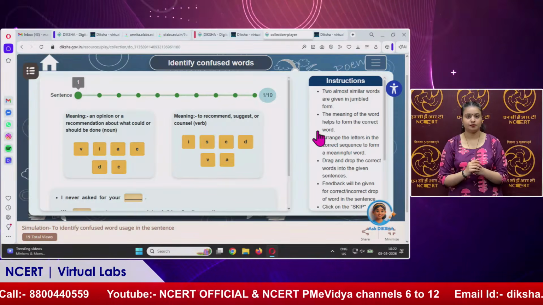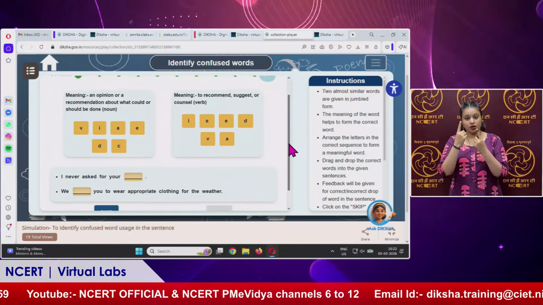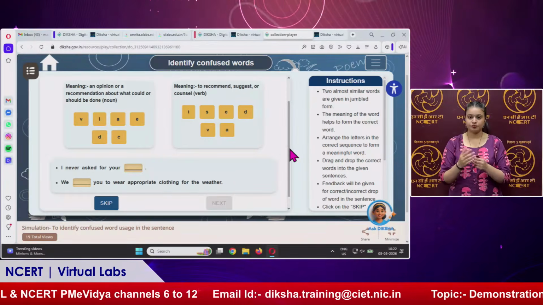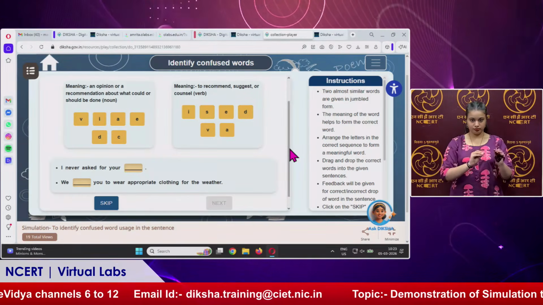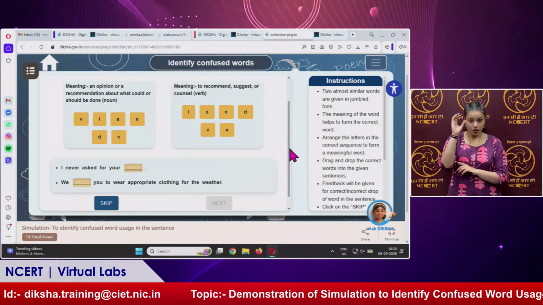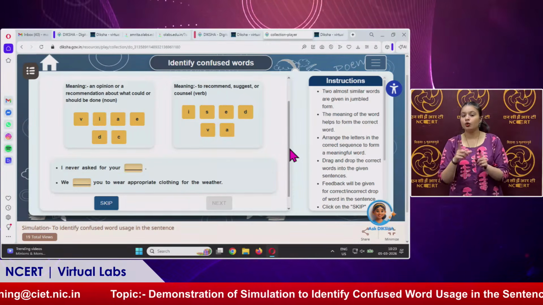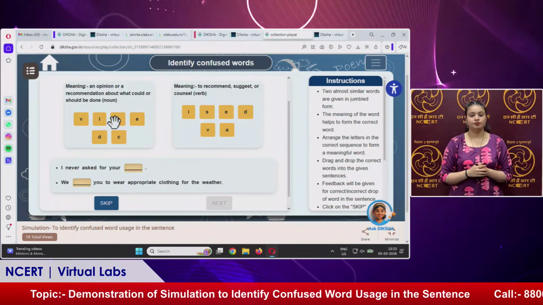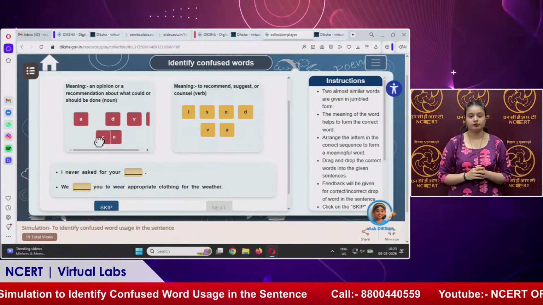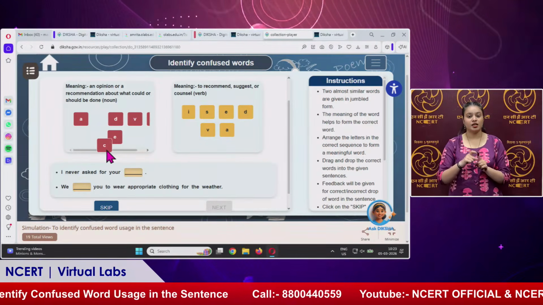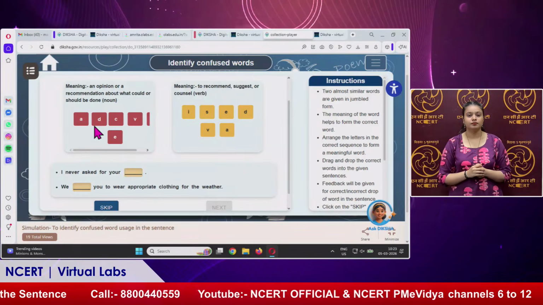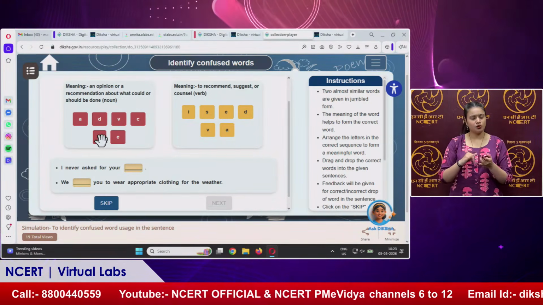Apart from that, you can also have evaluation questions here. Here we have jumbled words and we have to put them in these sentences. First the clues are given: an opinion or a recommendation about what should be done. So what is a recommendation? It's an advice. So let us jumble it. ADVI... advise. A little problem with the jumbler here, I think. Okay. So basically you can perform simulations in this manner, and you must practice them.